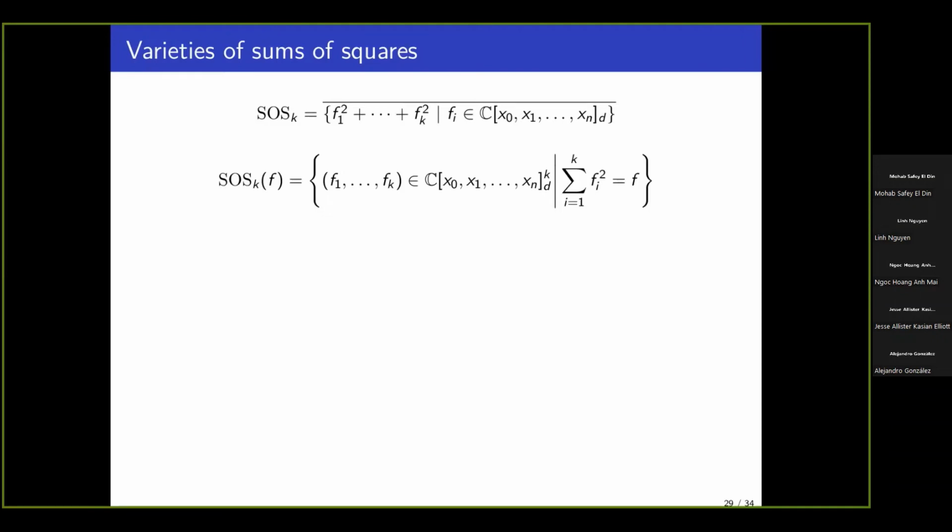The second variety, SOS_{k,f}, has a bit more nuance to it. This is when we're choosing a polynomial f that can be written as a sum of k squares. So it depends on the polynomial we choose. And the variety contains all the possible decompositions that that polynomial has.